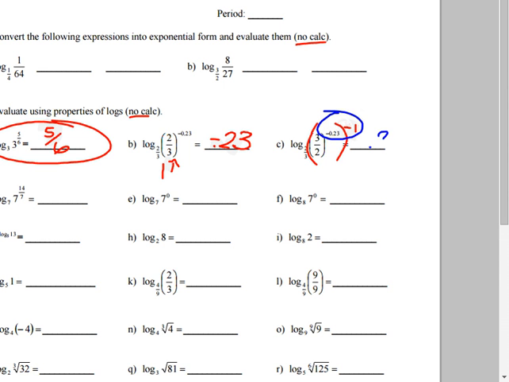Positive 0.23. You're multiplying them. You're not adding them or subtracting them. You're multiplying them. And -1 times something just takes the negative off. In this case, we already had a negative, so negative times negative makes positive 0.23.